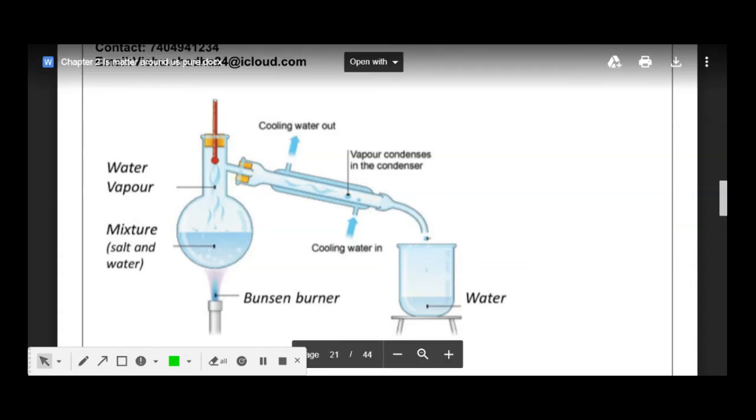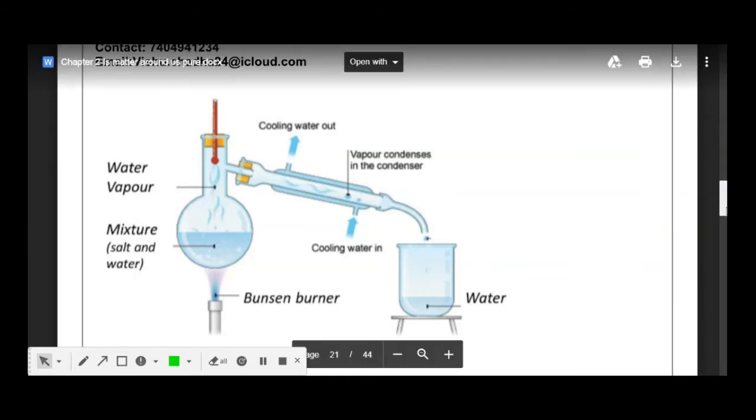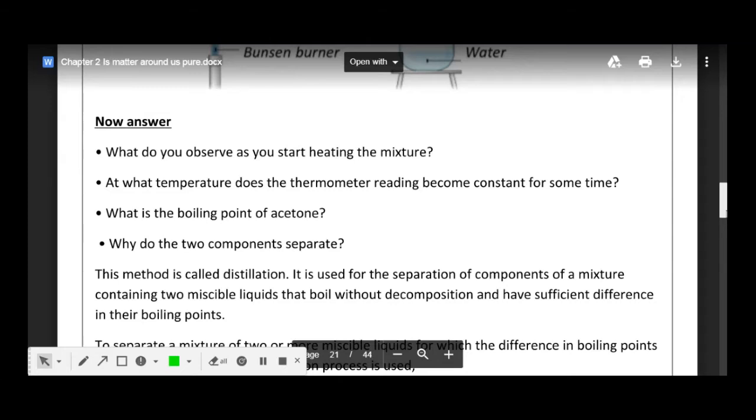Or if we were taking alcohol and water, so what will happen? Alcohol has a little bit lesser boiling point than water, so alcohol will evaporate and water will be left behind. So that's distillation. But if there are two things which do not have much difference between their boiling points, we have to use a fractional distillation process.